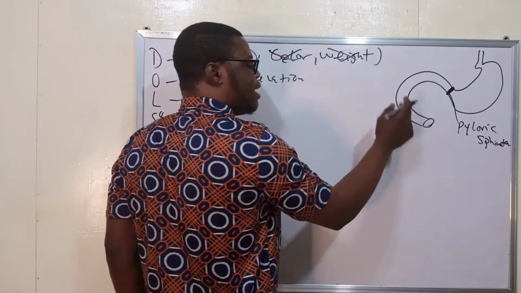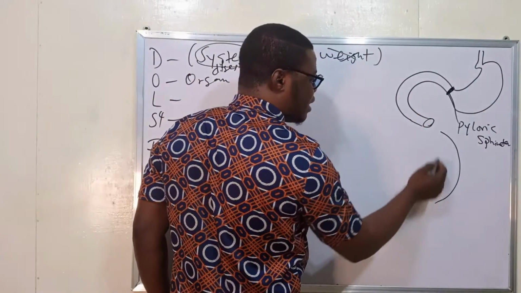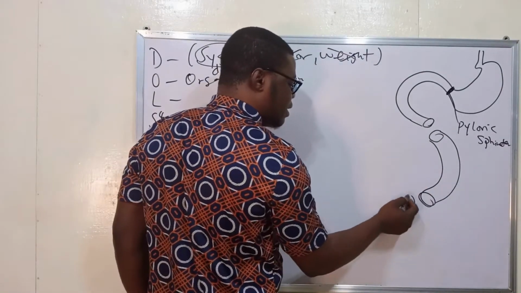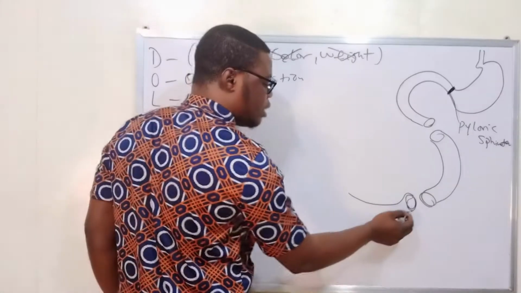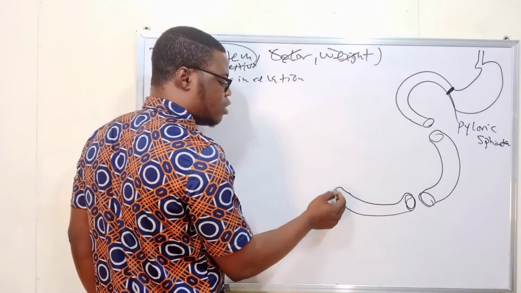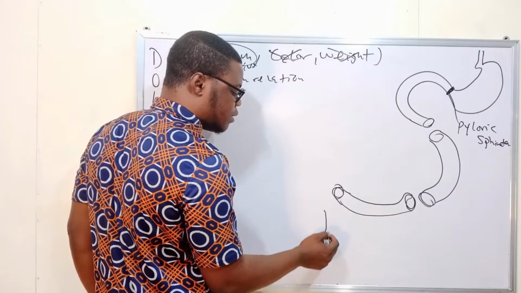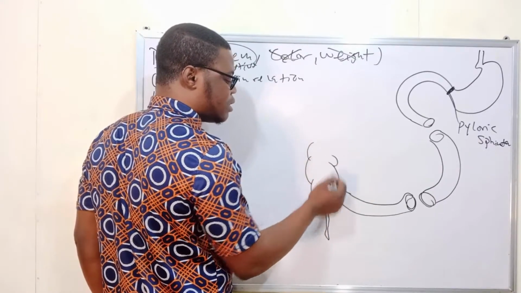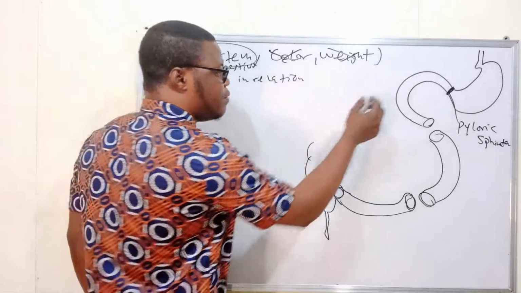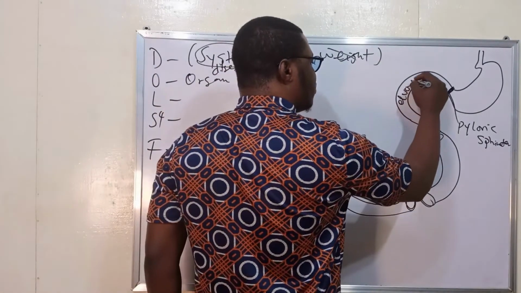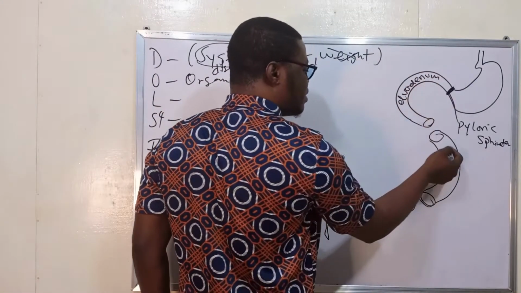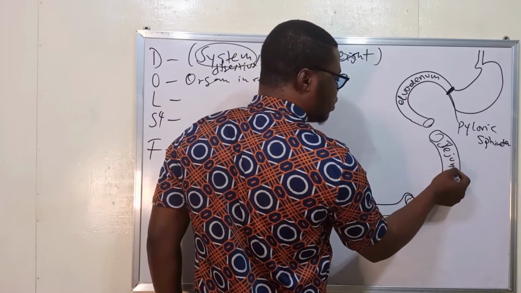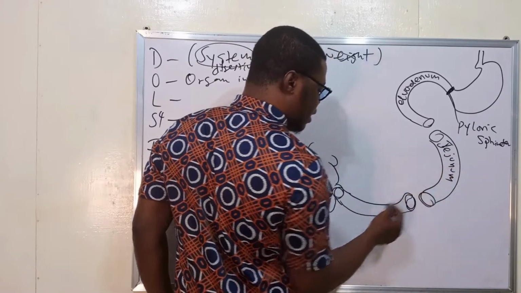And then the next part of the small intestine is the jejunum. And finally, it terminates at what we call the ileum. That ileum is connected directly with the large intestine, with a part of the large intestine called the cecum, this part. So if this is the duodenum, this is the jejunum, and this is the ileum.